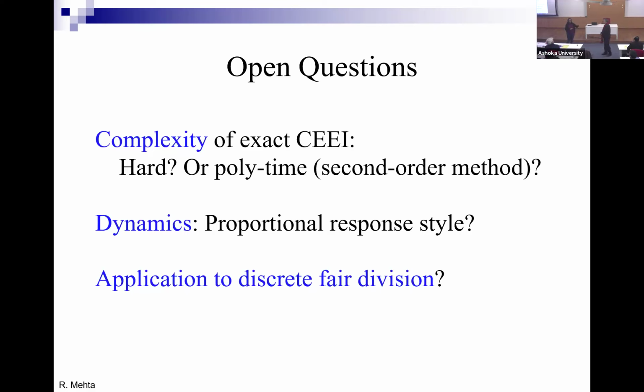Sure, yeah, you can talk about chores in the matching markets. Yes, yes, yes. Any other? There was a question. Okay. Yes. Okay. Thank you.